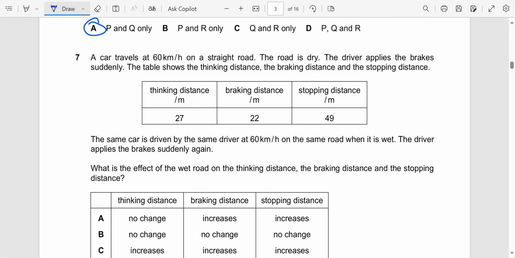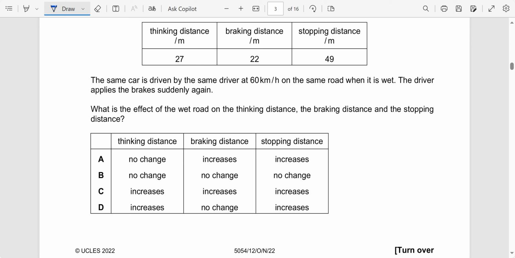A car is traveling at 60 km per hour on a straight road. The road is dry. The driver applies the brake suddenly. The table shows the thinking distance, braking distance and stopping distance. The same car is driven at 60 km per hour on the same road when it is wet. The driver applies the brake suddenly. What is the effect of the wet road on the thinking distance, braking distance and stopping distance? It has no effect on the thinking distance. Braking distance will increase because now there is less friction. So stopping distance will also increase because stopping distance is braking plus thinking. Since braking is changing, stopping has to change as well.